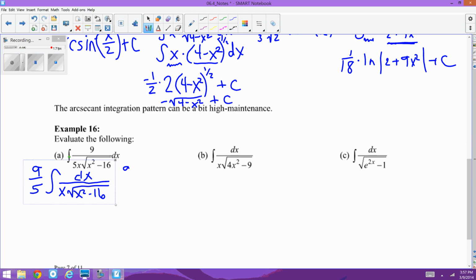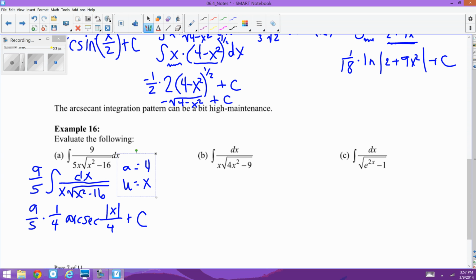If we allow a to equal 4, u to equal x, we have dx, we're good. So now it's just 9/5, and it's applying that rule. So that rule is 1 over 4 arcsecant absolute value of x over 4 plus c. There you go. All right, that one wasn't so bad.